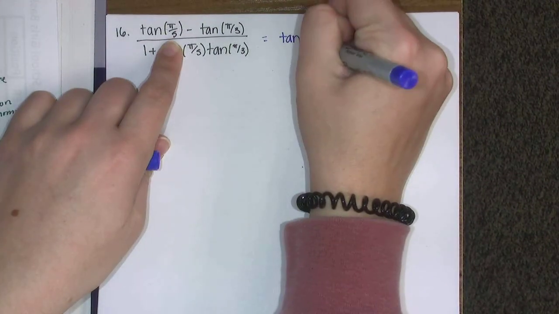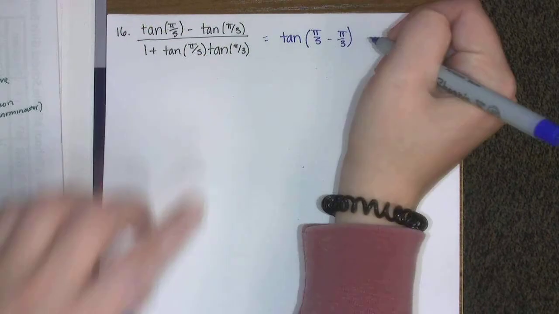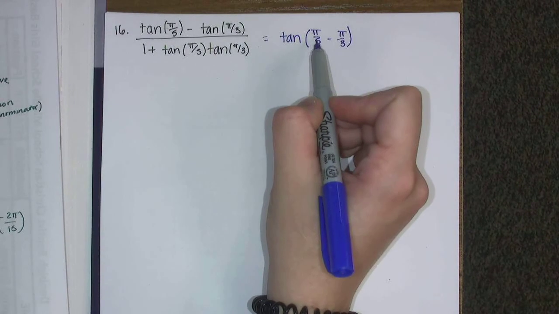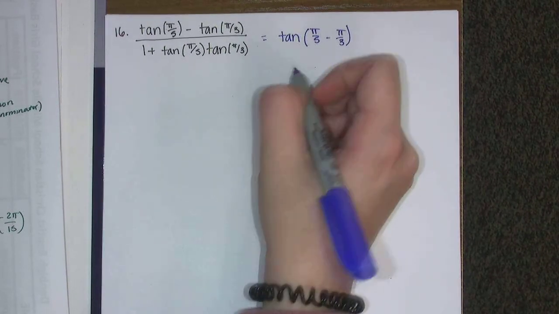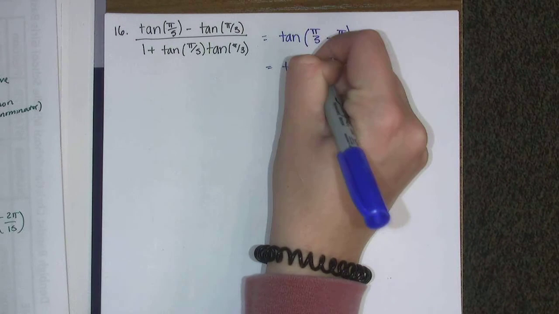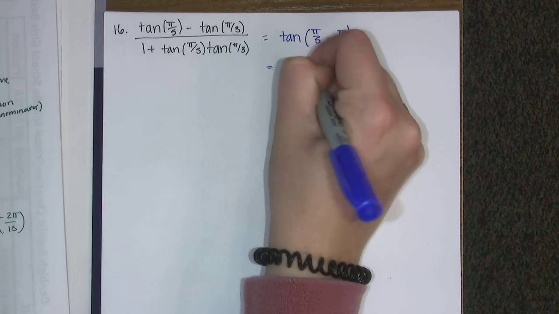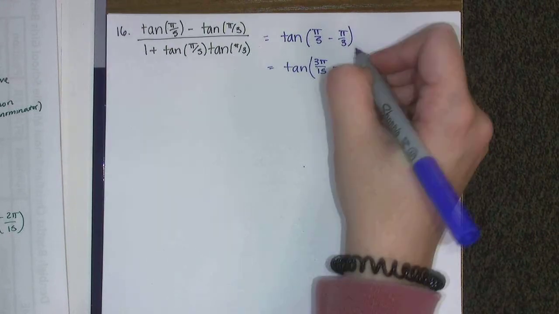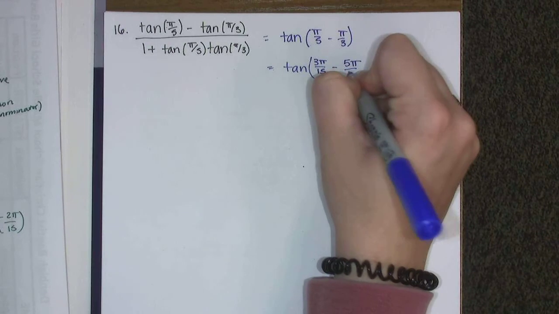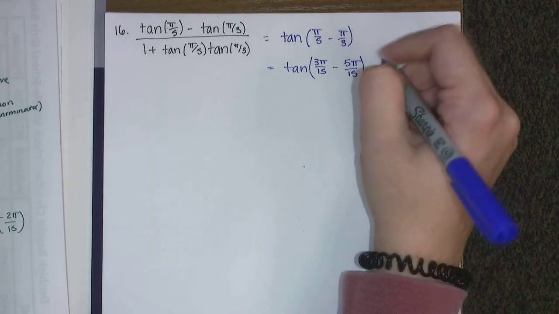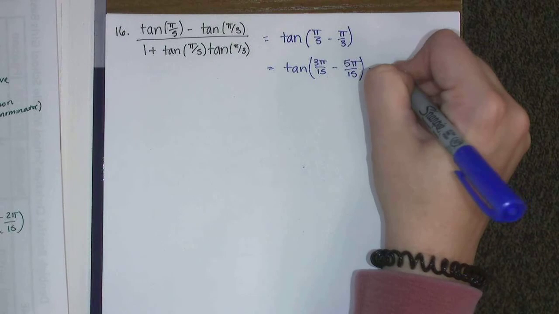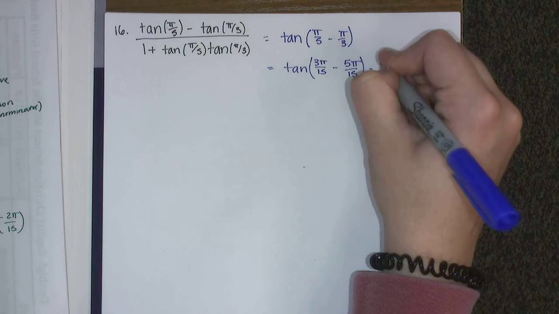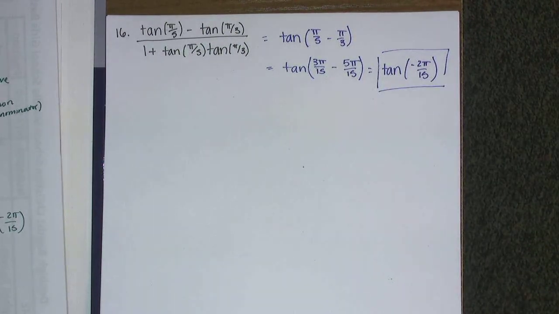So you've got to get that common denominator. So multiply this one by 3 over 3. Gives me the tangent of 3 pi over 15 minus, if I multiply this one by 5 over 5, 5 pi over 15, which gives me the tangent of negative 2 pi over 15. And with these ones, it is okay to leave them as a negative. Okay, so that's that type of problem there.